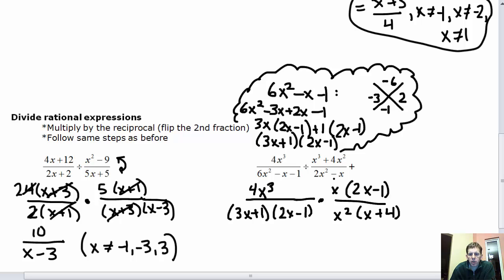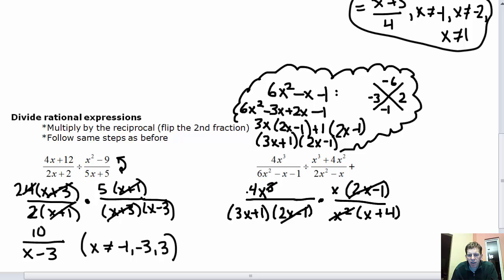I'm going to flip 2x squared minus x. It's going to go to the top. I can take an x out, and I have 2x minus 1 in parentheses. And with x cubed plus 4x squared, I can take an x squared out of both terms, and I'm left with x plus 4. Now's the fun part where we start canceling things. I have 2x minus 1 in the numerator and denominator, so we can cancel those out. I have an x cubed here, I have an x squared here, so I can take an x squared out of the top and bottom. This will turn this into an x.